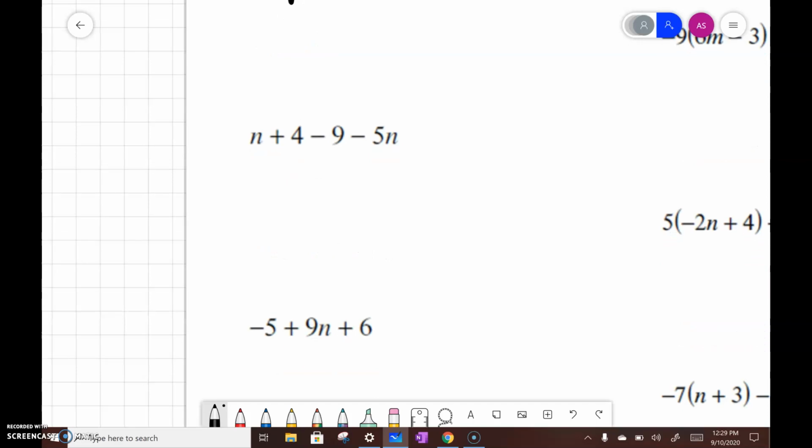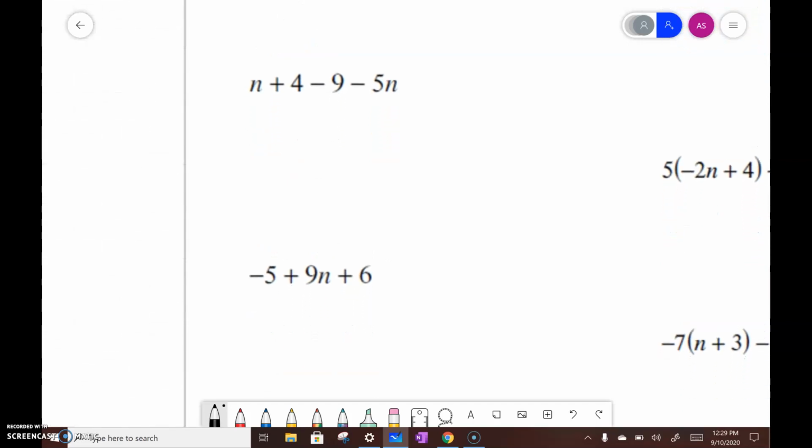Okay, this next one, let's look at our like terms. We have n, and we have negative 5n. Notice that I'm circling the operation that's in front. I'm doing that so we know that the value of the number is negative. And obviously, if it doesn't have a sign in front, that's going to be understood to be positive. So again, you can add in that imaginary 1 if you need it. So I'm looking at 1n minus 5n, and I have negative 4n.